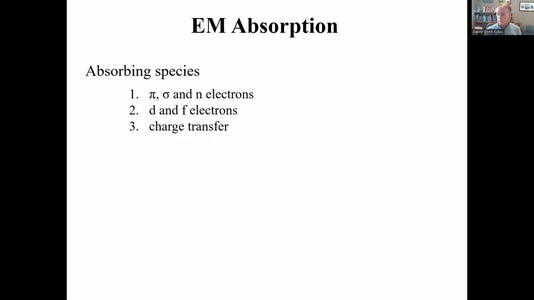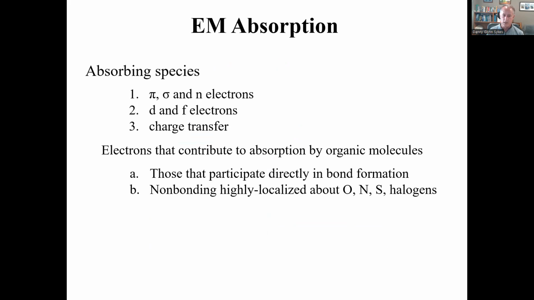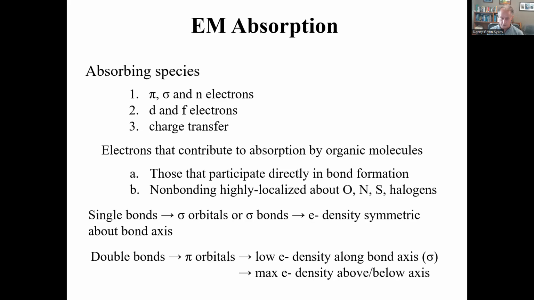So what absorbs? What types of electrons absorb? The electrons that absorb are typically the valence electrons involved in bonding. These are pi electrons, sigma electrons, and even lone pair electrons, and d-d electrons, as you learned from crystal field theory and general chemistry, and also those associated with charge transfer. So electrons that contribute to absorption by organic molecules are essentially those that participate directly in bond formation, and also non-bonding, highly localized lone pair electrons about oxygen, nitrogen, sulfur, and halogens.